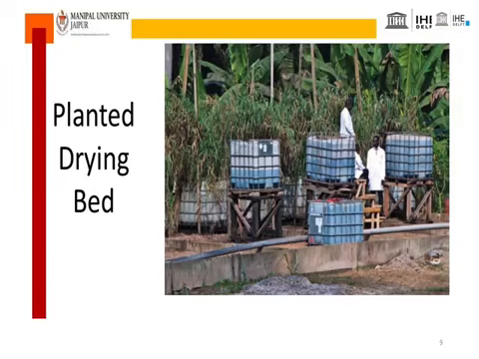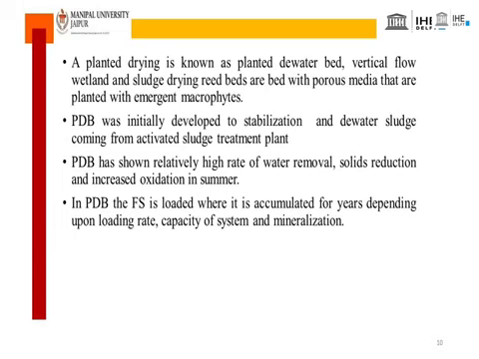Let us now discuss another type of drying bed, the planted drying bed. These are drying beds which are provided with emergent macrophytes. It is also known as vertical flow wetlands. This type of drying bed is suitable for countries with a tropical climate, where temperature fluctuation is low, and it is more suitable in the summer season, where a higher rate of oxidation, water removal, and solid reduction could be achieved. A planted drying bed has a desludge time of 1.5 to 3 years.